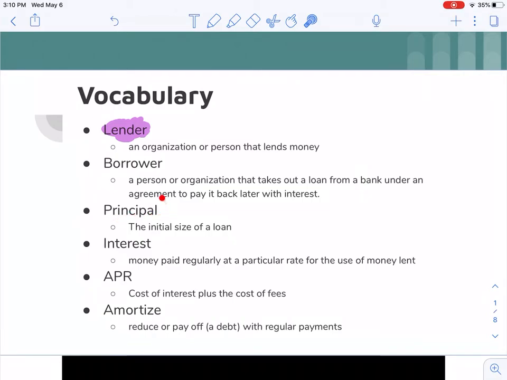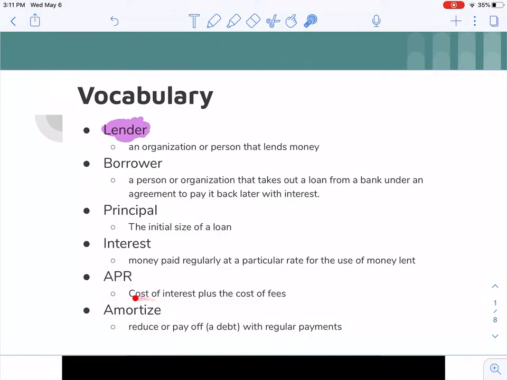The principal is the initial size of the loan. The interest is the money paid regularly at a particular rate for the use of the money lent. The APR is the cost of interest plus the fees. And when calculating a loan, we like to use the APR because it gives a more accurate number of what the cost would be. Using the interest doesn't always give us an accurate number because if there are other fees associated in the cost, we may underplan what we have to pay back.